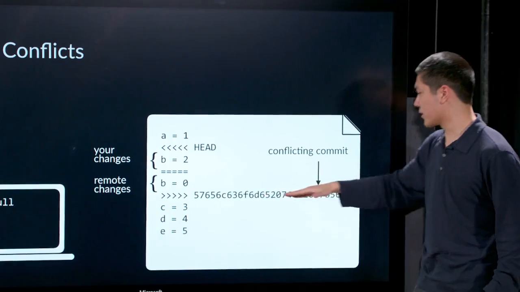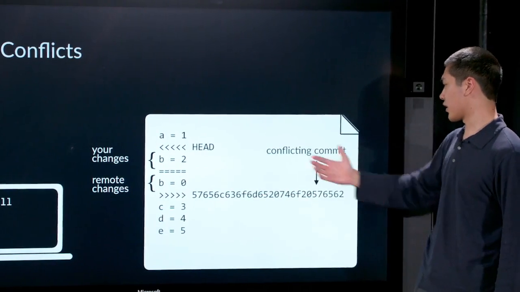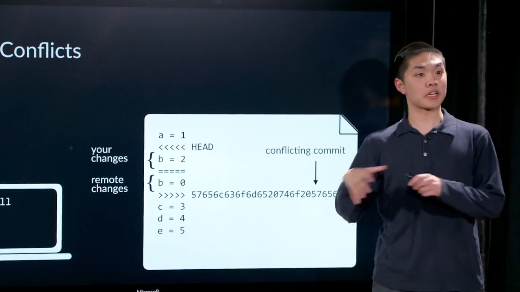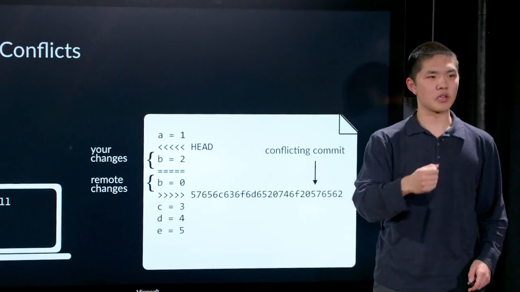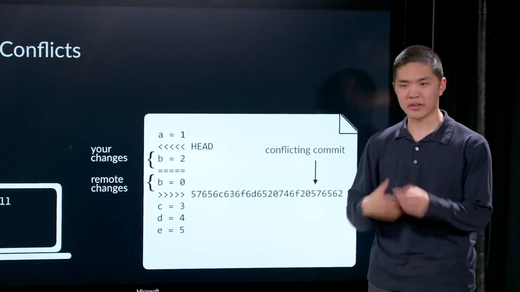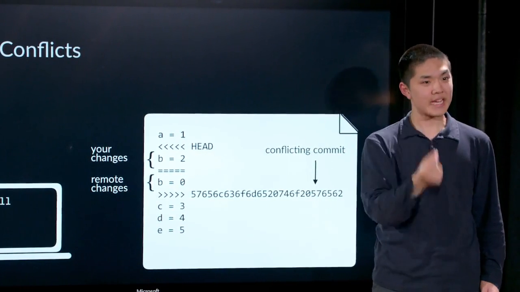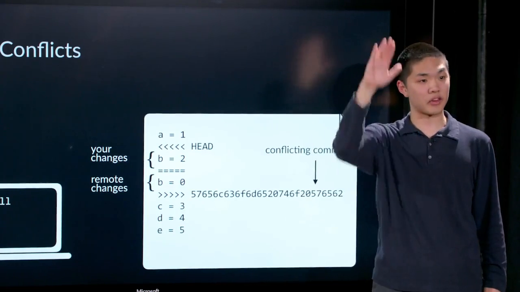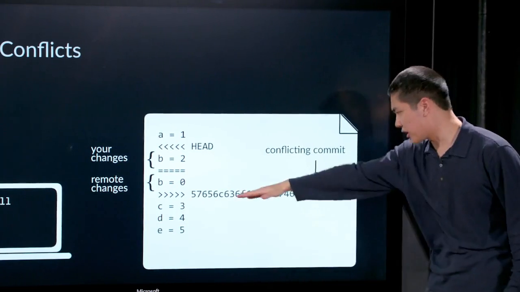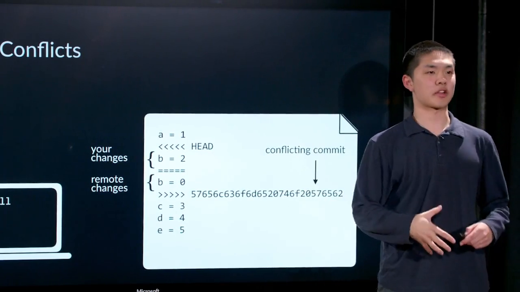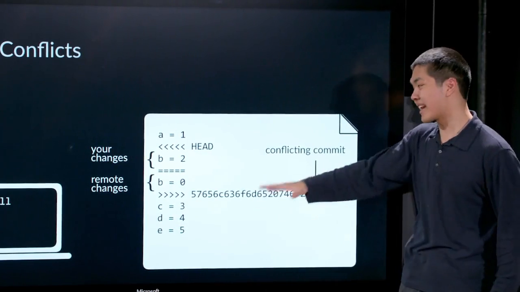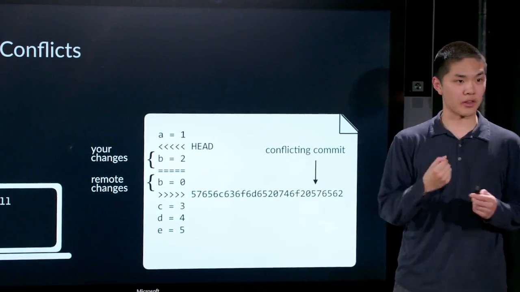And this long sequence of numbers and letters is the conflicting commit. Whenever you make a commit in Git, Git represents it using a long hash, just a long sequence of numbers and letters, so that you can uniquely identify one commit out of a series in a history of commits. And this long sequence of numbers and letters is just the name of that conflicting commit. It is the commit hash of the one that caused the conflict.